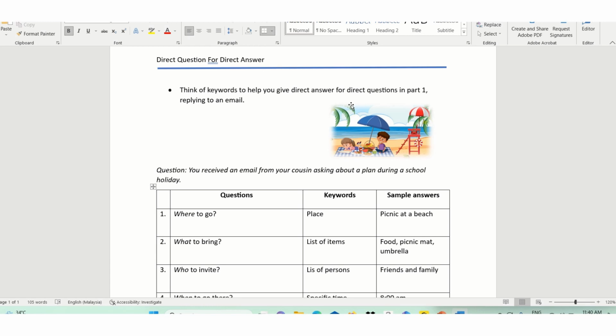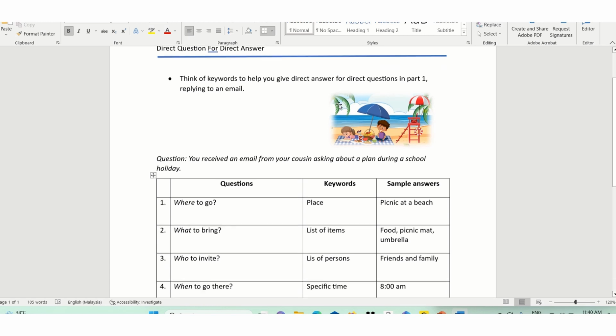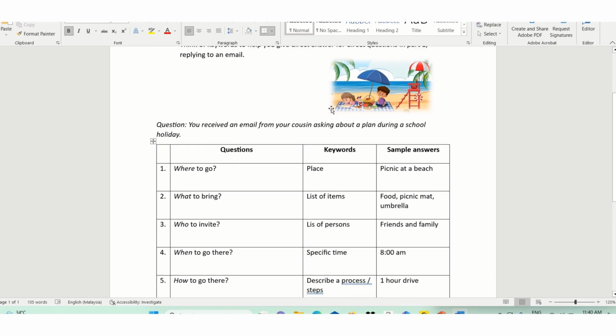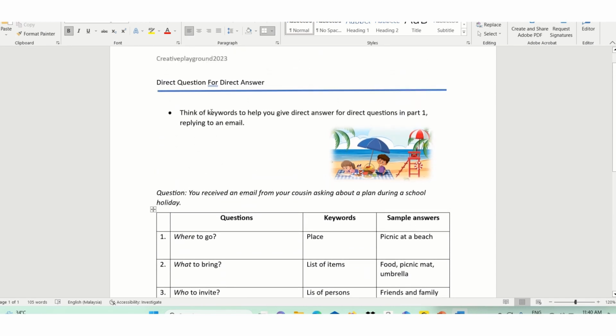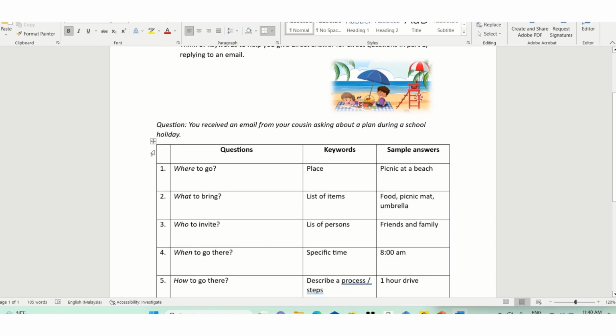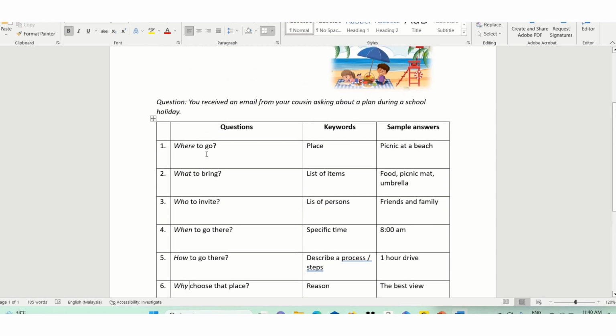Okay, so how can we overcome this problem or avoid such mistake from happening while writing this email? All right, so I'm thinking of keywords to help you to give direct answer for the direct questions in the email. So for example, this is a sample of question I could think of. I'm sure you can think of other types of questions for the email that you can use and write your own worksheets based on this little approach that I shared with you in this worksheet.